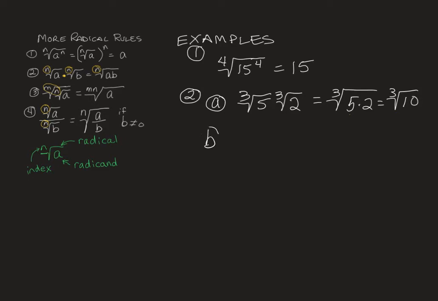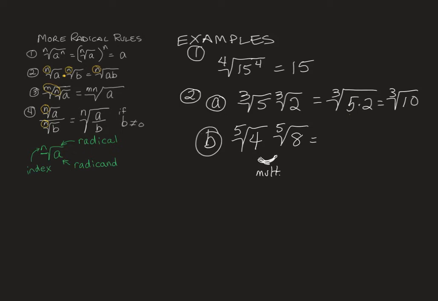Okay, example B. The 5th root of 4 times the 5th root of 8. And notice you don't see any symbol in between here. That means it is a multiplication. If it were division, of course, you'd see a division bar. If it were addition or subtraction, those would be written in there, so assume it is a multiplication.